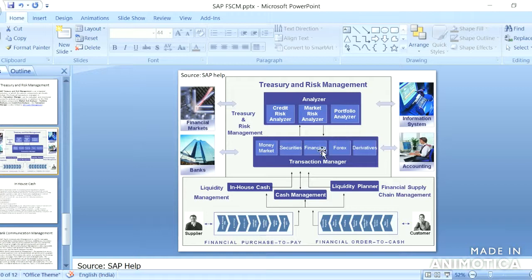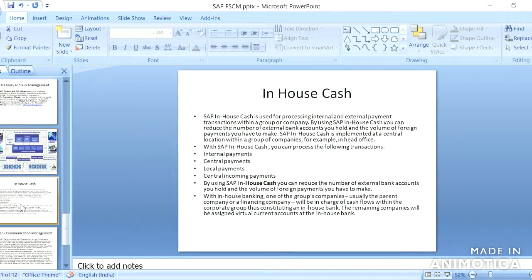So I am trying to explain treasury and risk management in more detail in my further videos. Let us see and learn something more on this module. Let us move on to in-house cash. So, SAP in-house cash.